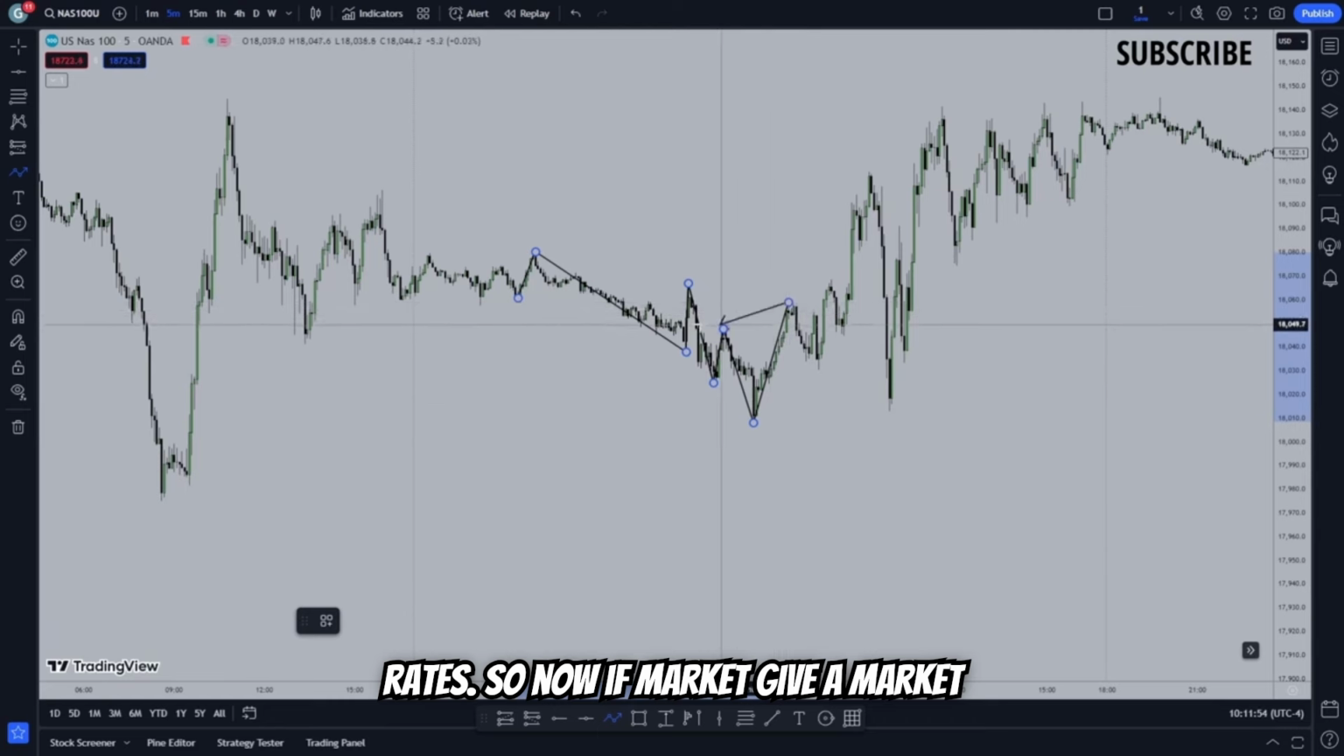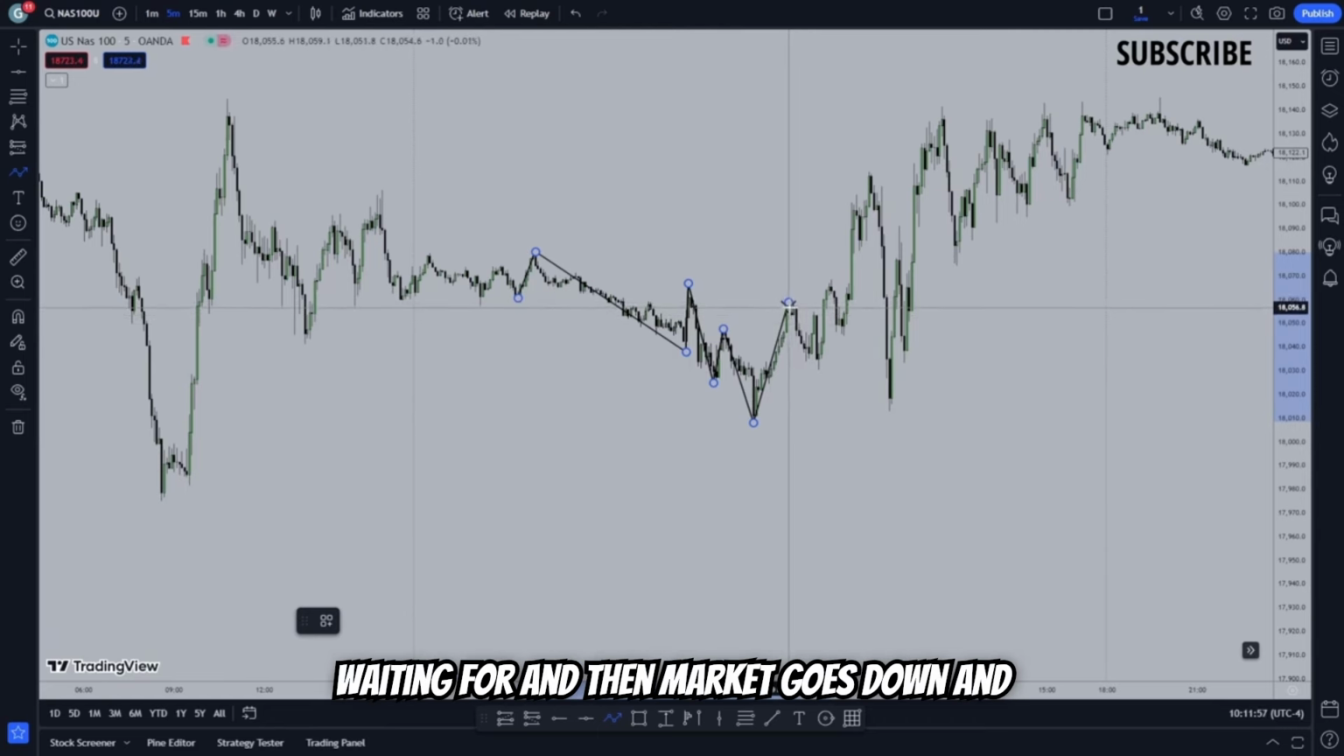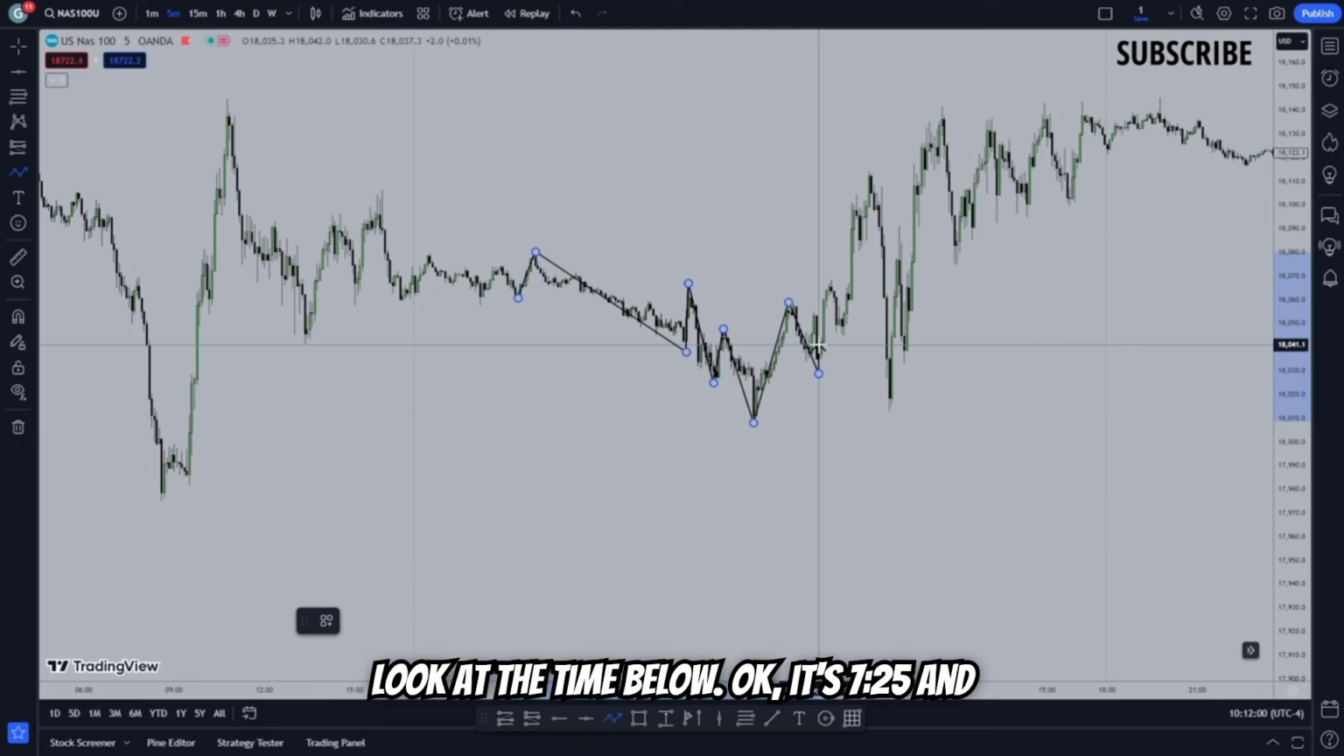Now if the market gives a market structure shift over here, which we were waiting for, and then the market goes down, look at the time below. It's 7:25, and you should not trade Nasdaq at 7:25. You should trade Nasdaq after 10 o'clock, or after 9:45 or something, or 11 o'clock. So now what happens?